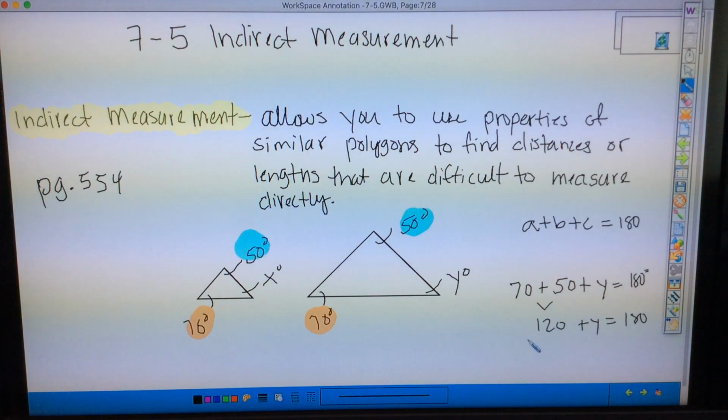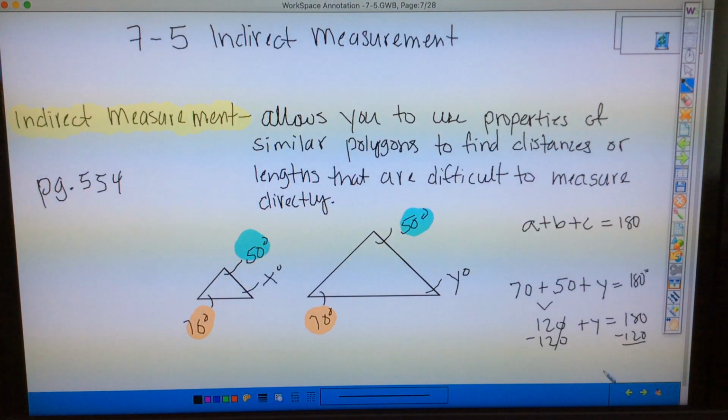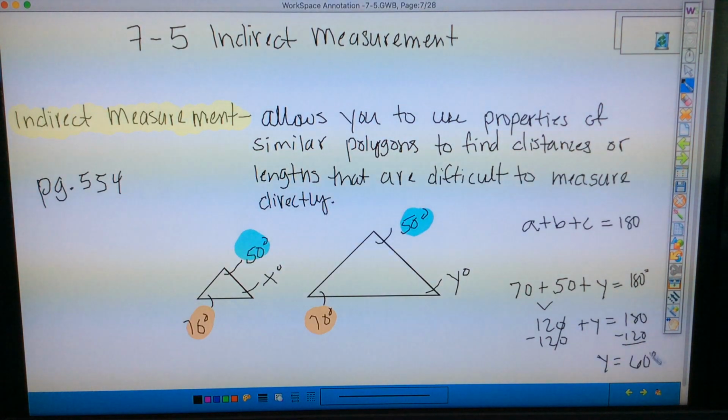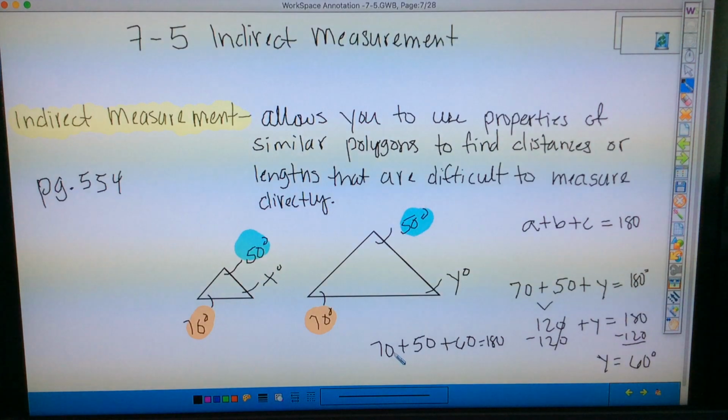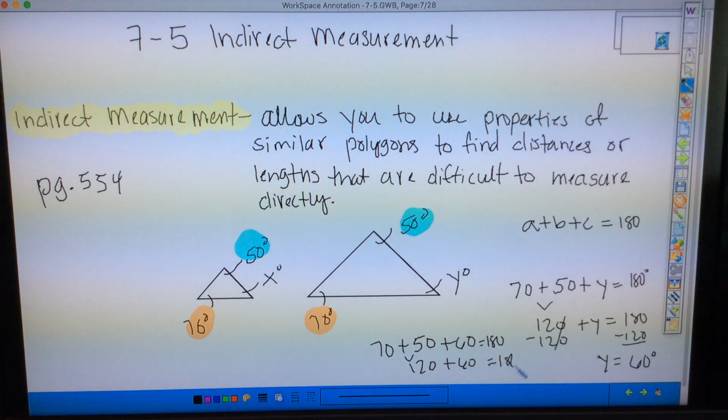I want to get rid of this 120 by subtracting. And so that's going to tell us that Y is equal to 60 degrees. And let's check it. Is it true that 70 plus 50 plus 60 equals 180? Well, 70 and 50, that's 120, plus 60 more, 180 equals 180. So it checks out.